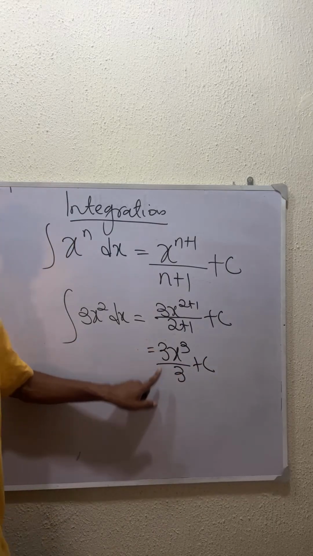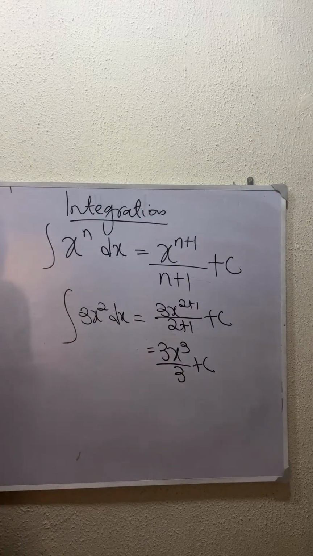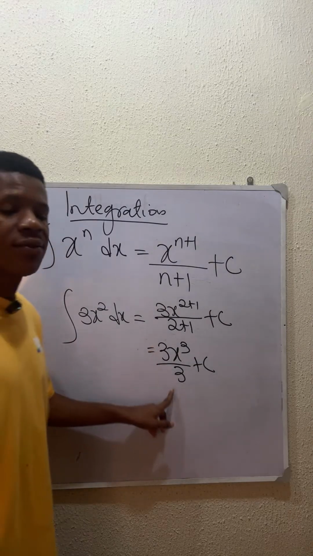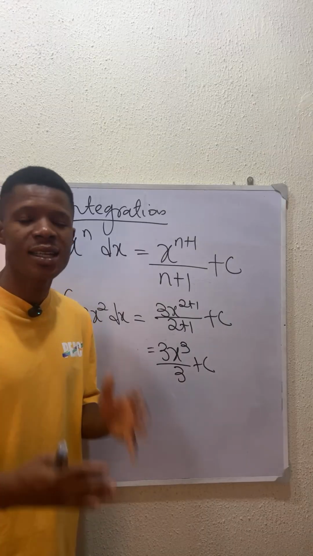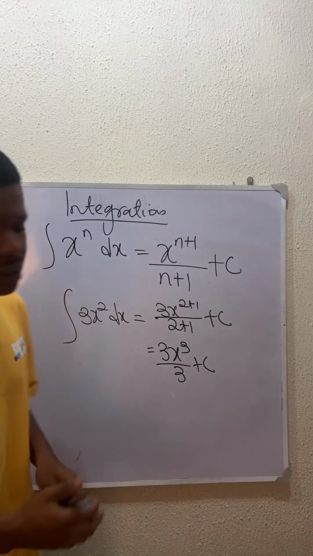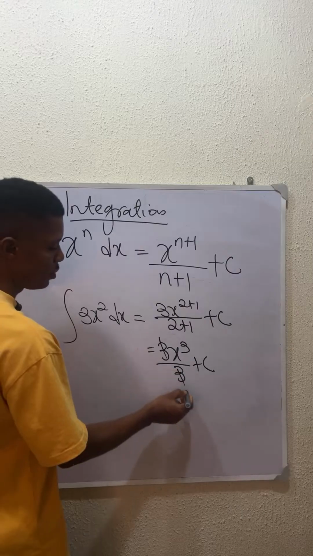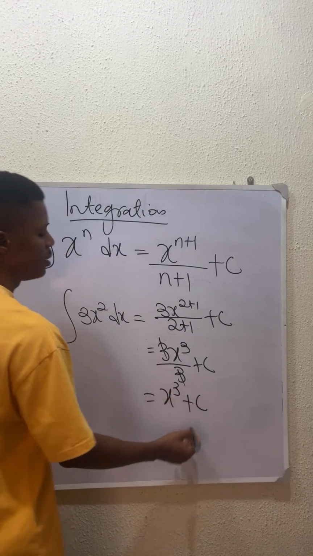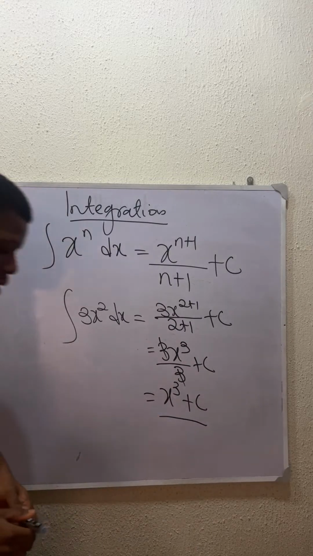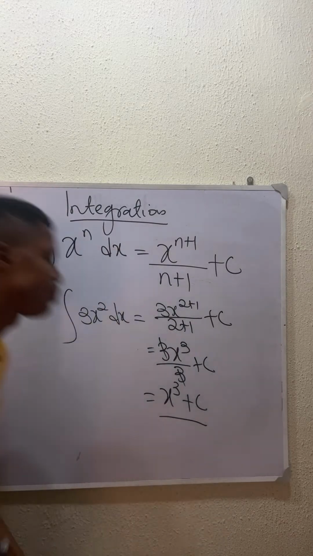But remember, 3 and 3 can divide itself. So when 3 divides 3, what do we have? 3 divided by 3 is 1. So you have the answer to be x cubed plus c. So this is how to integrate a function.